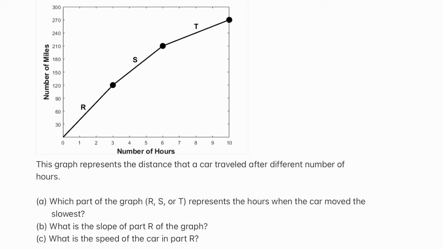Part B says what is the slope of part R of the graph. You could also say what is the slope of part S or part T, and you could calculate the slope of either one of those. They're all going to be different. And part C says what is the speed of the car in part R. Part B is talking about slope, but in this case slope is velocity. So part B and part C are asking the exact same question, and I'll show you how we get to that when we start discussing the problem.